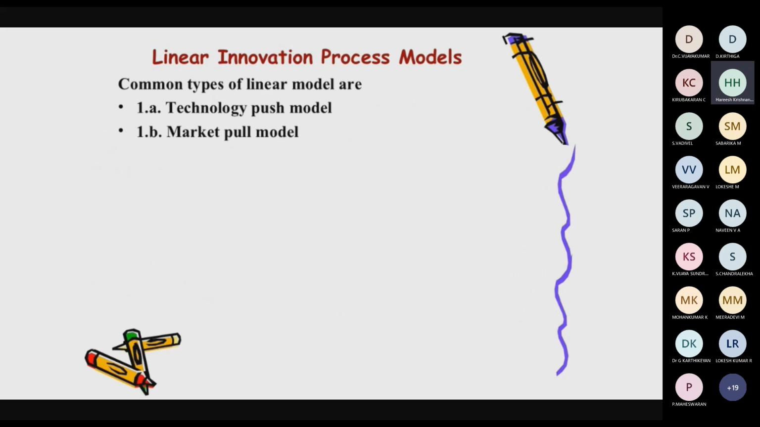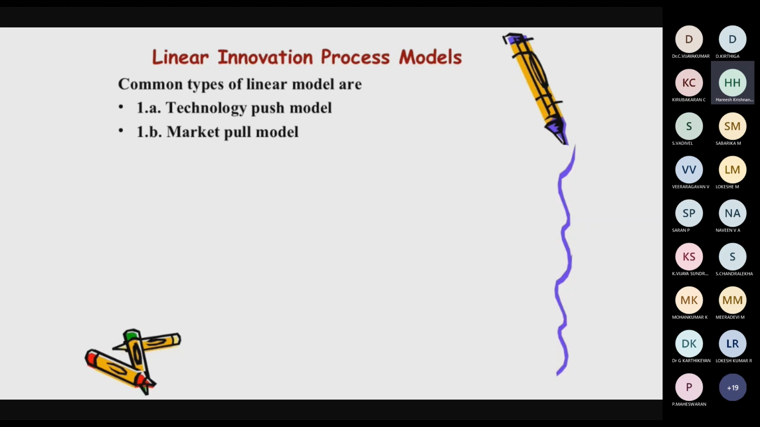Next, in the linear tag there are two types of linear model. One is the technological push model, and the next one is the market pull model. The technological push model is the first generation linear model. From the name we can say that it is based on technology.